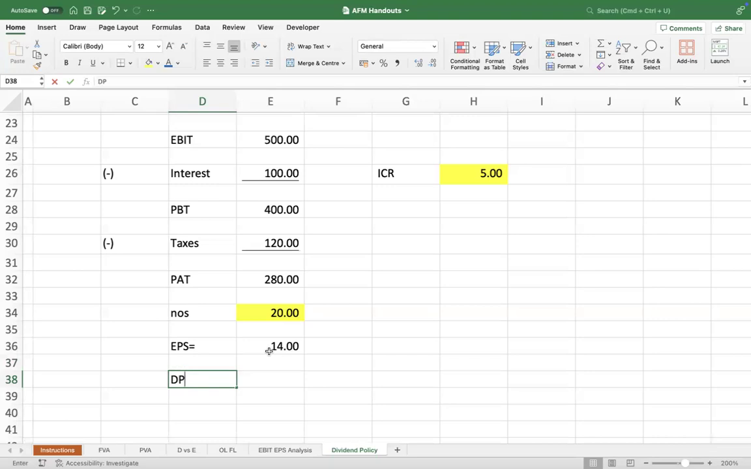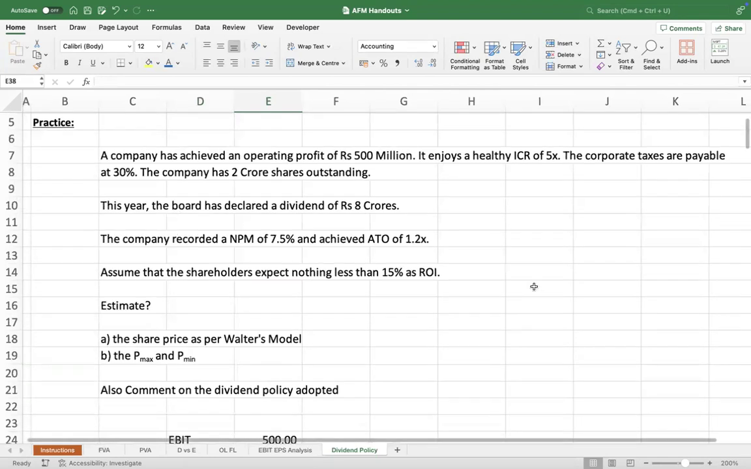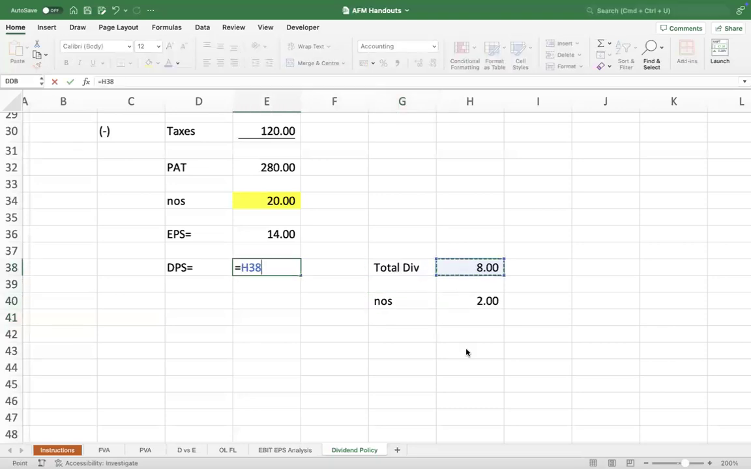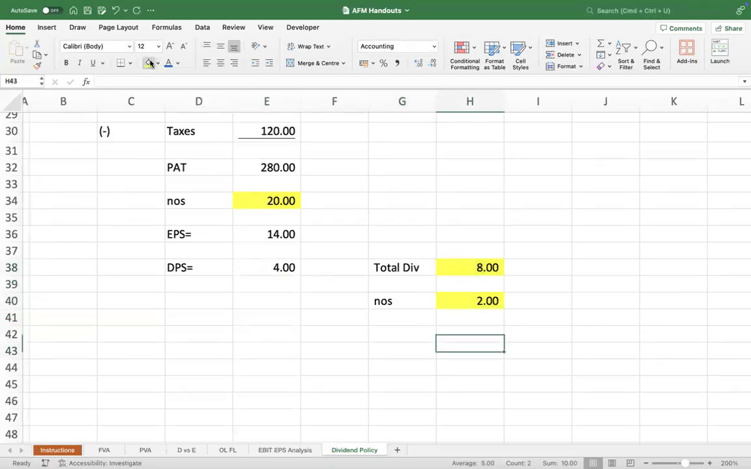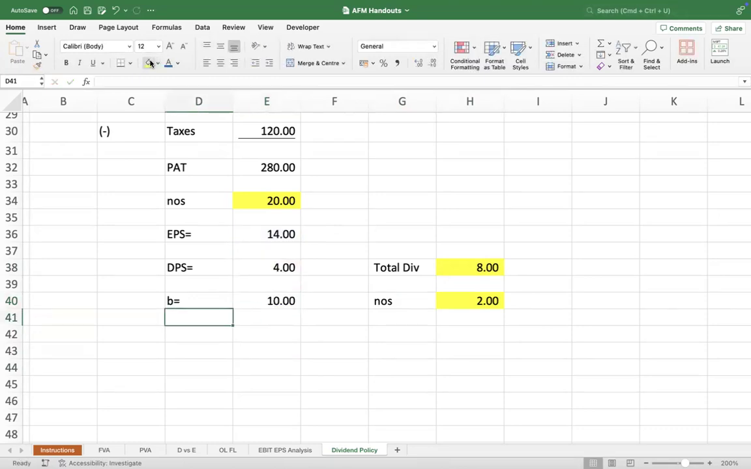And our DPS, dividend per share: over 2 crore shares, they are distributing 8 crores as dividend. So 8 by 2. So if I put my DPS here, total dividend is 8 crores. Number of shares 2 crores. So that means my dividend per share is 4 rupees. These are my inputs again. Which means that if I am distributing 4 as dividend out of 14, I am retaining 10 rupees per share. That's my retention.